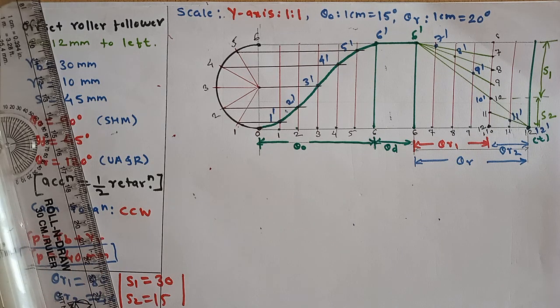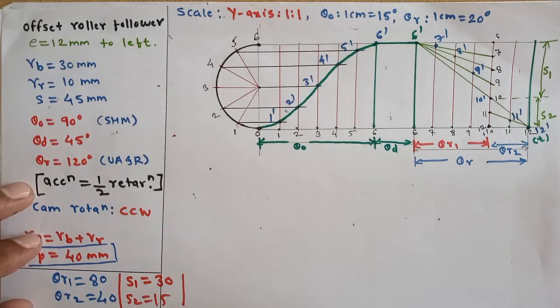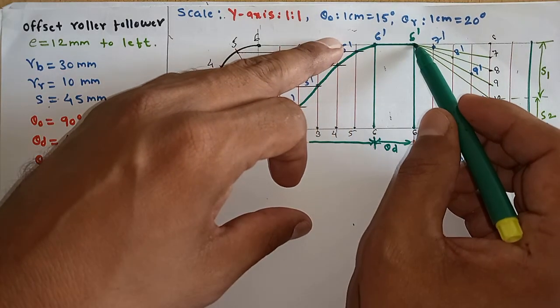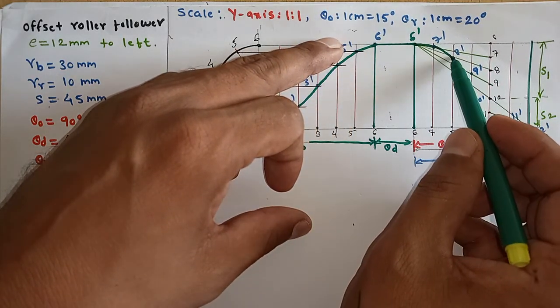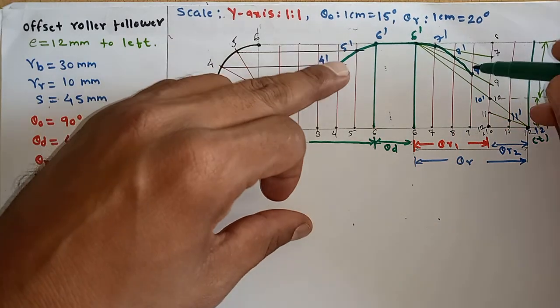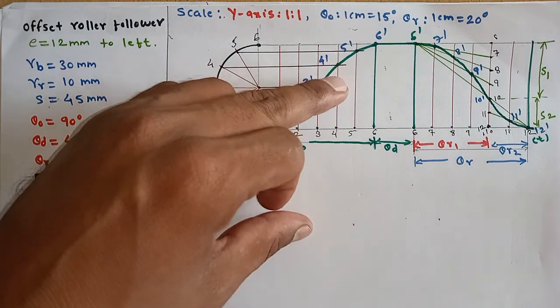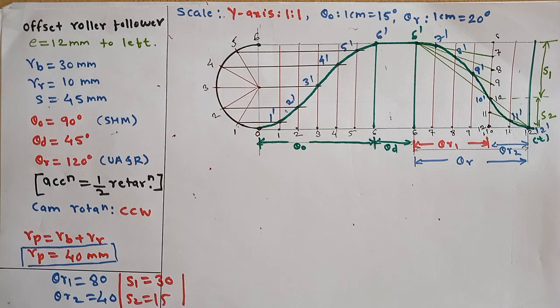Now we will draw a free smooth curve passing through all these points, and that will be the displacement diagram during the return stroke. So this represents the displacement diagram of the follower during the return stroke when it is moving with uniform acceleration and retardation, and acceleration is half of the retardation. Now next we will draw the cam profile for this.